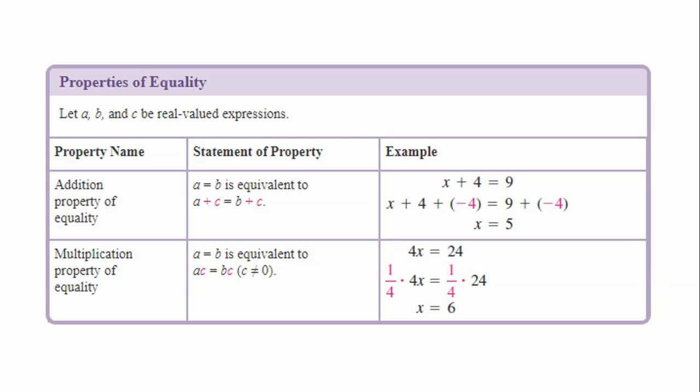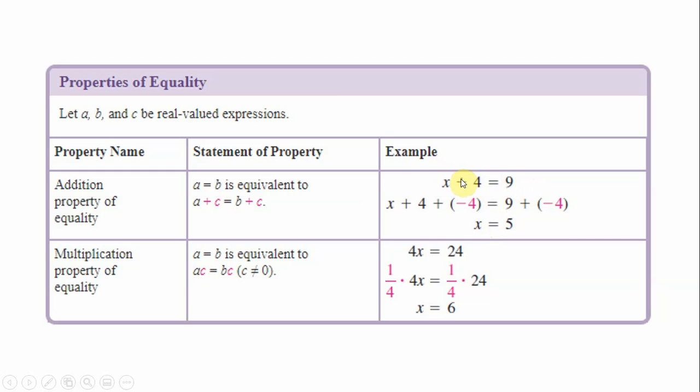Here are the properties of equality. Let A, B, and C be real valued expressions. The property name: addition property of equality. So if I've got one equivalent statement that A is equal to B, this is like 2 is equal to 2. Then certainly A plus C is equal to B plus C. So if C is 3, 2 plus 3 is certainly equal to 2 plus 3. Here we don't know what this is, but we know this side is equal to that side.